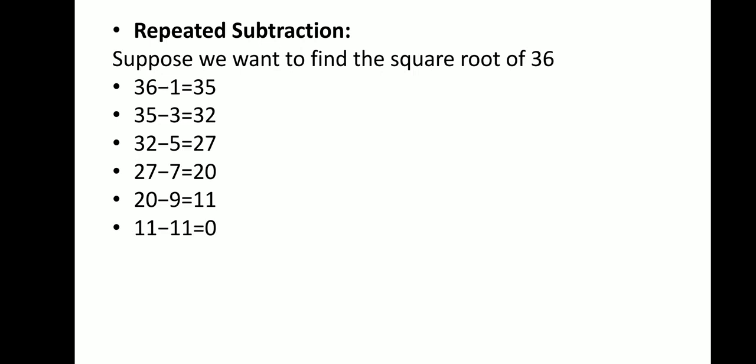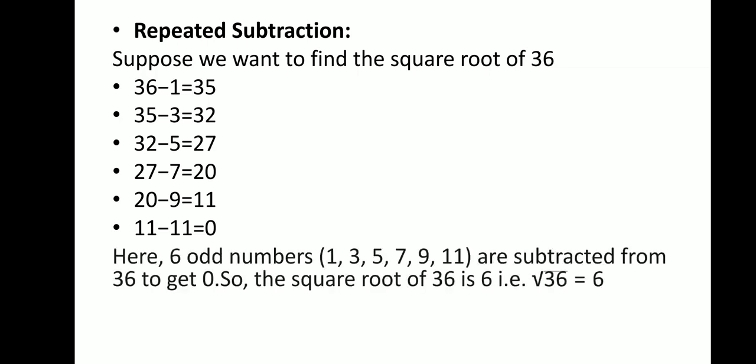It means starting from 1, I need to keep on subtracting the successive odd natural numbers from the given number till I get 0. If I am not getting 0, it means the given number is not a perfect square. And if I am getting 0, I need to count the number of steps. Here, I need to do the subtraction for 6 steps to get 0. So, the square root of 36 will be 6. Here, 6 odd numbers 1, 3, 5, 7, 9 and 11 are being subtracted from 36 to get 0. So, the square root of 36 is 6. That is, in symbolic language, you can write: square root of 36 is 6.